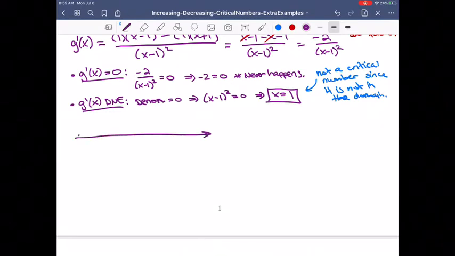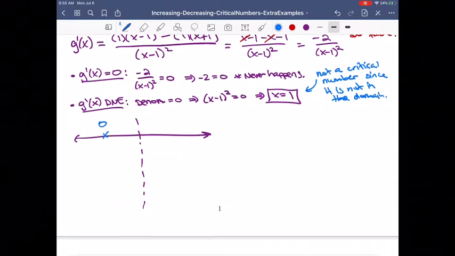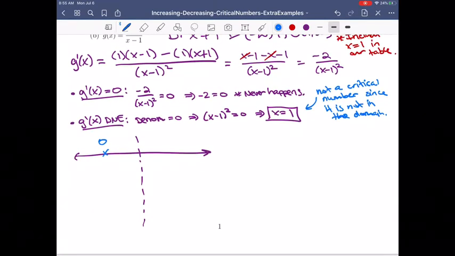Okay, so we make a number line, and 1 is the only place where it can switch. Now, the derivative does not exist there. So we try something less than 1, let's say 0. Now you might realize that the derivative here is always going to be negative. So why do I know that? Because I have a negative on the top, and the bottom, because it's squared, is always positive. No matter what x I plug in, this is going to be a positive number. So you could use that to say these are both negative, but let's just see.